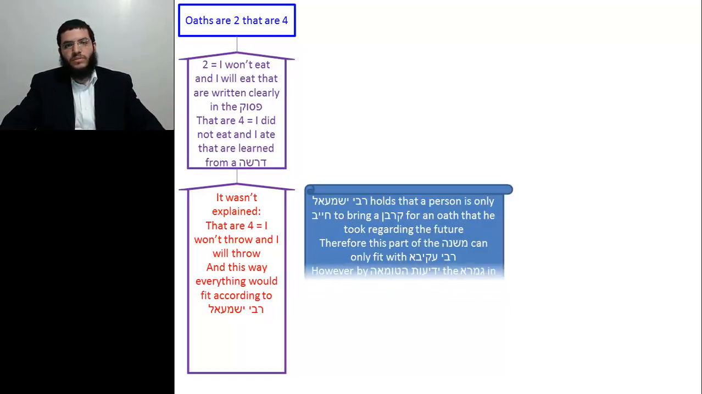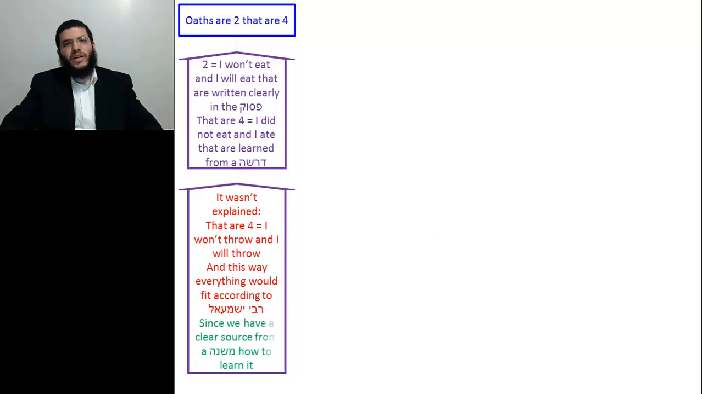It says Tosfos, we don't explain it that way because we have a clear Mishnah that tells us explicitly that "2 that are 4" refers to "I won't eat" and "I will eat" for the future, and "I didn't eat" and "I did eat" regarding the past, and therefore that's how we explained it.